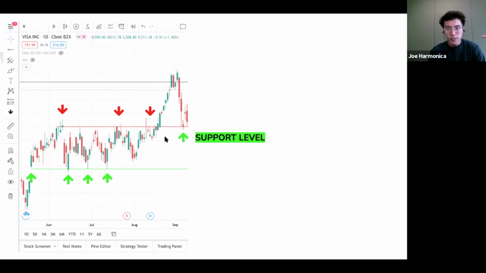And I explained the second aspect just now: when a resistance is broken, it will now be your new support level. We are seeing this in Visa also. From mid-August onwards, you can see that the price breaks quickly above this red line. This red line, which used to be your resistance level, is now your new support level. So you ascend from level 1 to level 2. Where is the ceiling of level 2? This will be this black line which I drew here. You can draw it slightly higher. It's your ceiling for the next resistance.